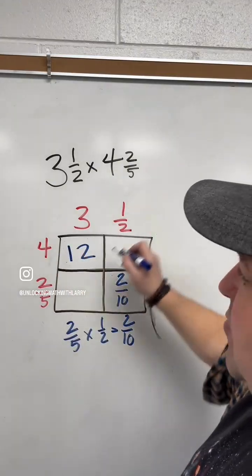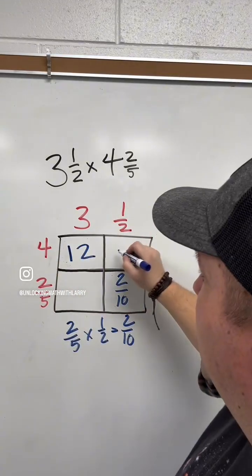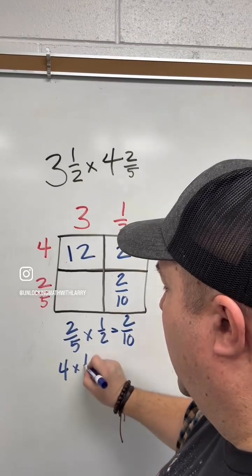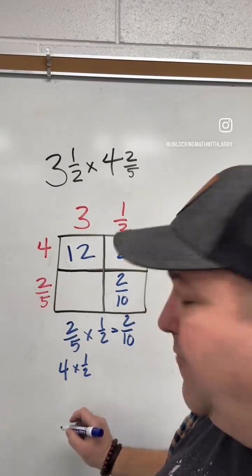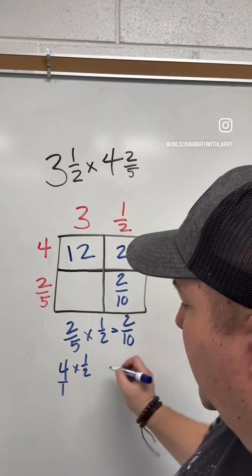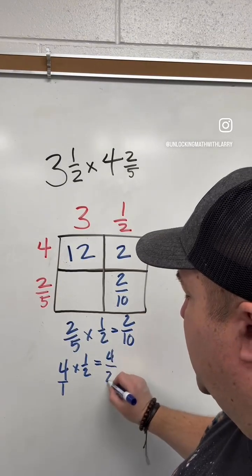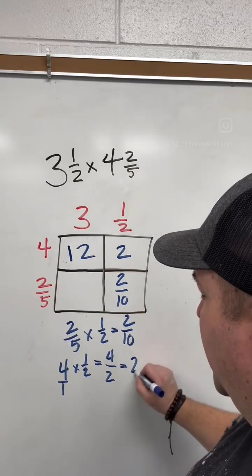So 4 times 1/2, well, what's half of 4? That's 2. Again, 4 times 1/2. You could just turn that 4 into a fraction and then multiply straight across again. 4 times 1 is 4, 1 times 2 is 2, 4 divided by 2 is 2.